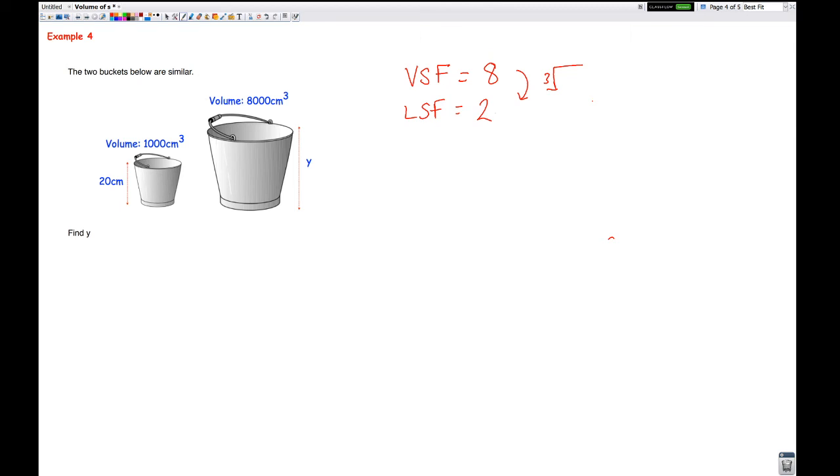Just to summarise, before we get to the answer, we've got the volume scale factor between here and here as being times by 8, and then the length scale factor as being multiplying by 2. If we were going the other way round, from the bigger to the smaller, we would divide by 8 for the volume and then divide by 2 for the length. Looking at the problem, you need to find out what y is. So we would do 20 multiplied by 2, which is 40. Because we're talking about a length here, it'll be centimetres.